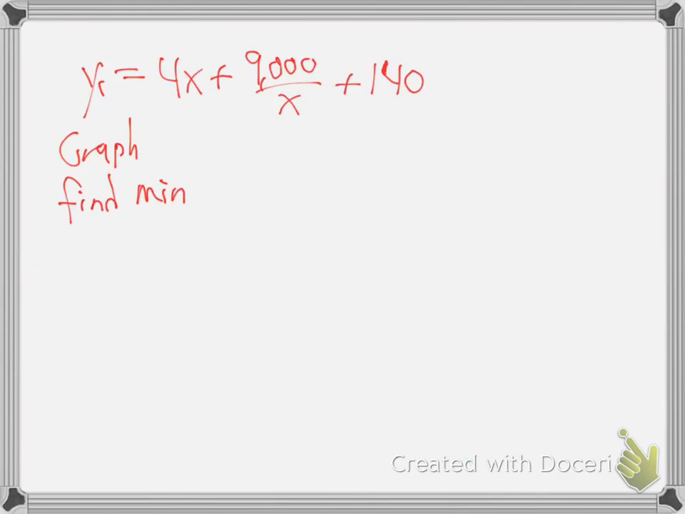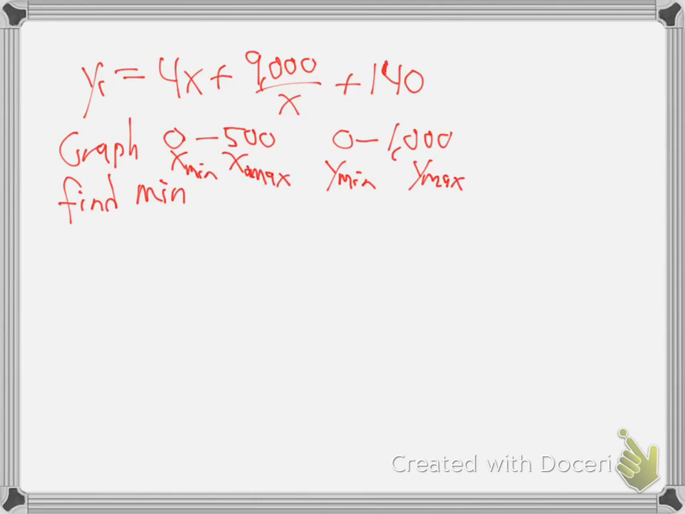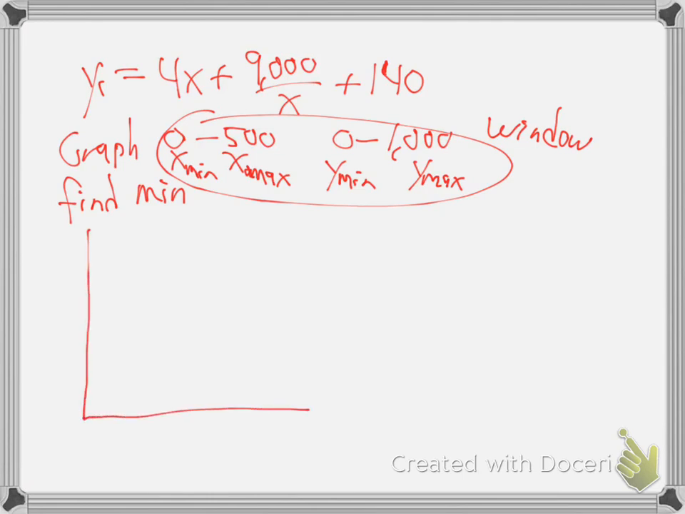So graph 0 to 500 for the x and 0 to 1,000 for the y. So that's the y min, y max, x min, x max. There's your window. So put that in for y1, set your window like they say, and we'll get an answer. In fact, I'm just going to go back and tell which one. My graph basically ended up looking like this.